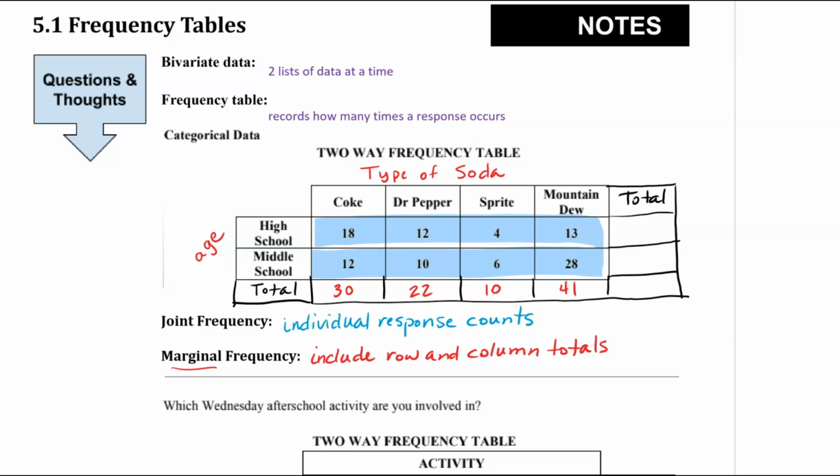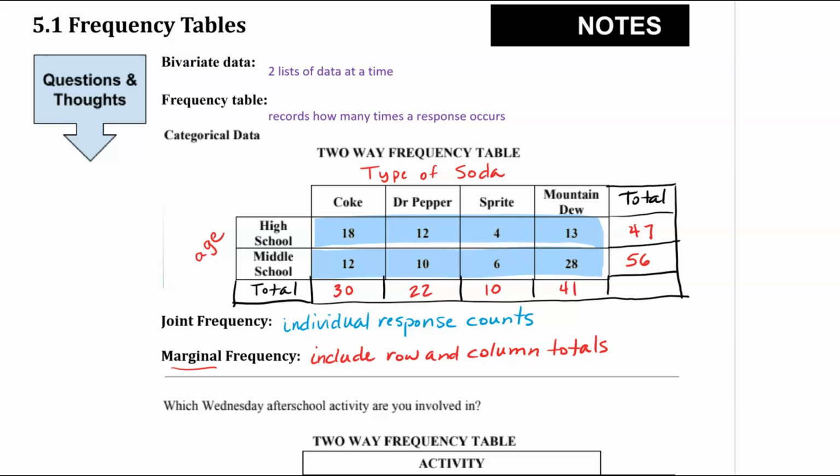Now we can also total the rows. So 18 plus 12 plus 4 plus 3 is 47. That means that 47 high school students responded to the survey. If we add the second row, 12 plus 10 plus 6 plus 28 tells us that 56 of the students who responded were middle school students.